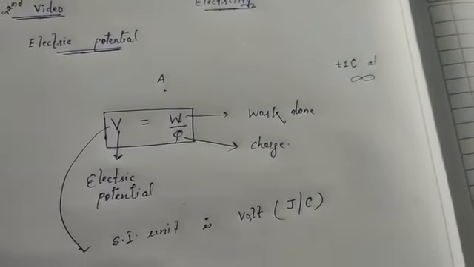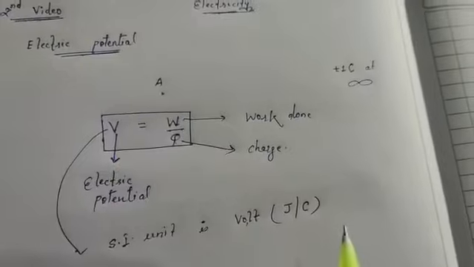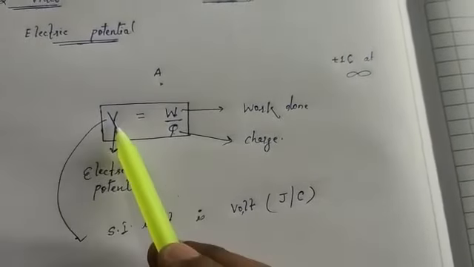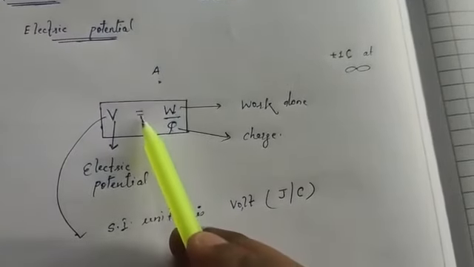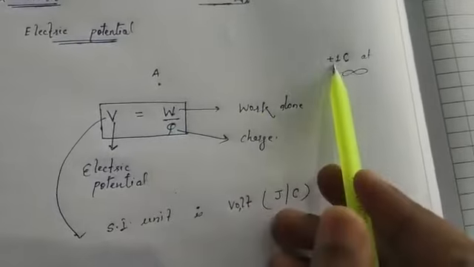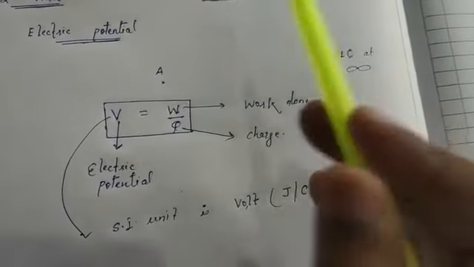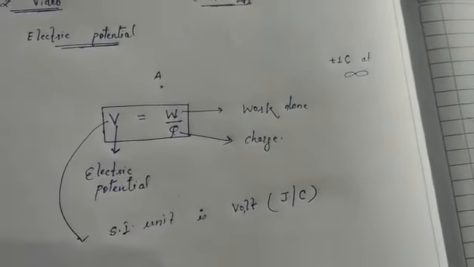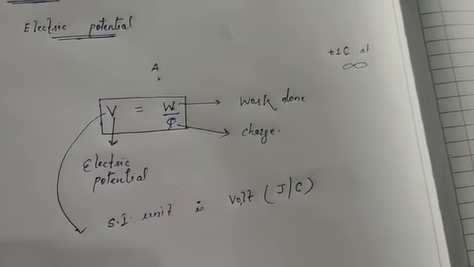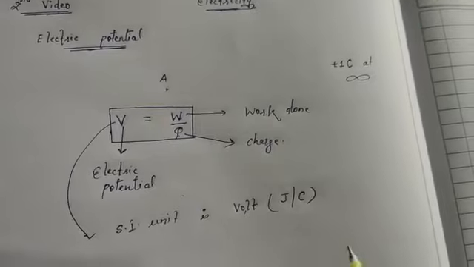So what we have studied now is electric potential. And what is the definition of electric potential? Electric potential at a point is the amount of work done to move a unit positive charge from infinity to the point concerned, or simply we can say work done per unit charge in a very simple way.